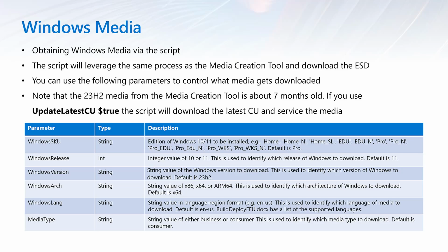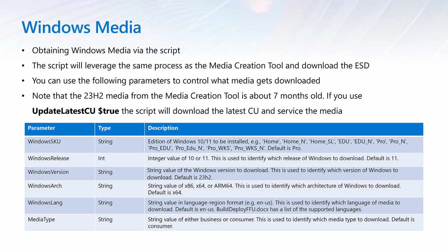So these are the different parameters that control what media gets downloaded through the media creation tool process that the script uses. The first thing is that you can pass the SKU, and that's a string parameter, and that allows you to pass in home, home N, home SL. You can see all the different SKUs on the screen here, but we default to Pro, because that's what most people are going to use. But there are other types of SKUs that you can use if you're in a different region or different area, or you just have something that's unique to you. These are the different SKUs that you're able to download.